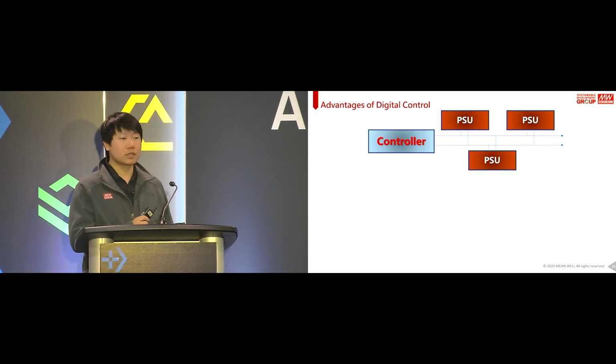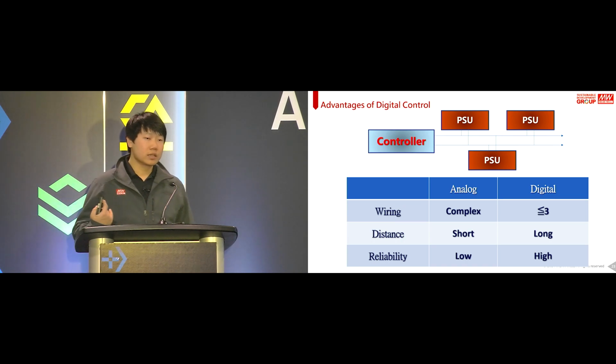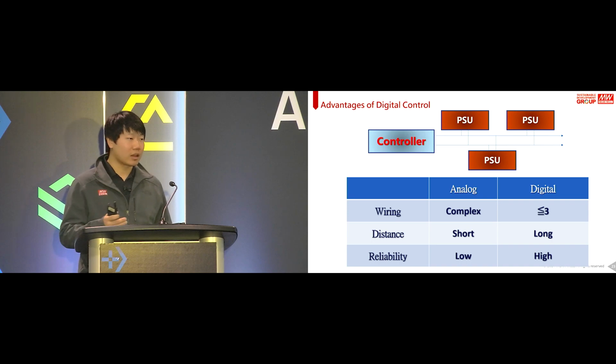So those were the analog controls. Now I want to talk about the more exciting, the digital controls. So the advantage of digital control, first of all, is wiring. For analog controls, because each of them is a separate analog control signal, you need to run separate sets of control wires to each of the power supplies that you want to control those features.